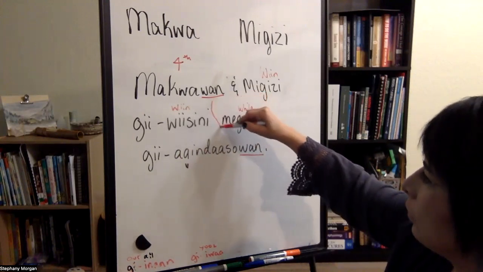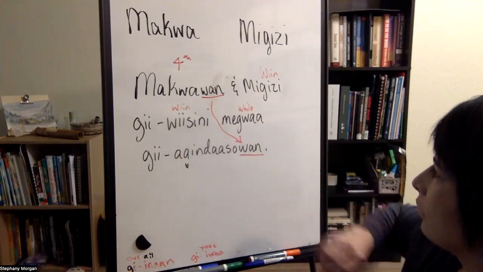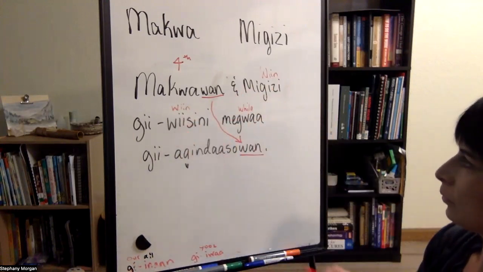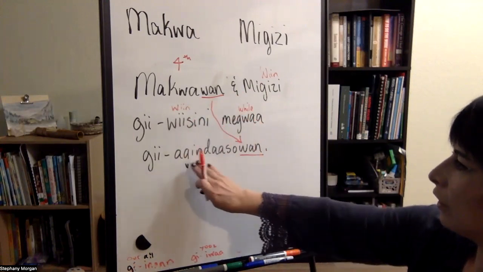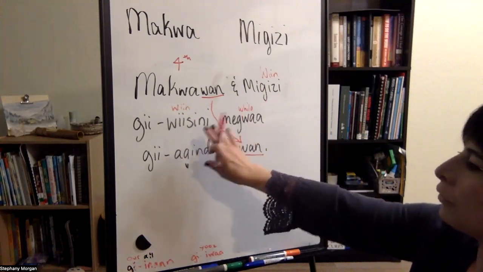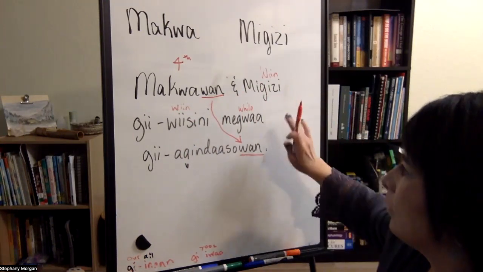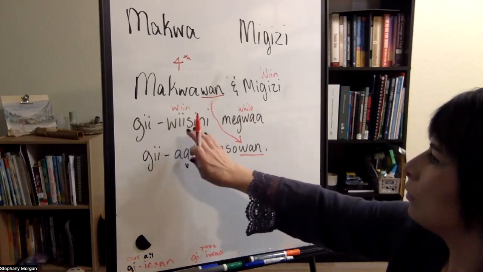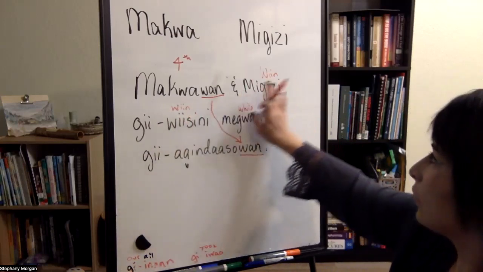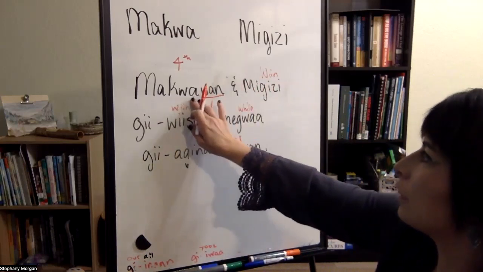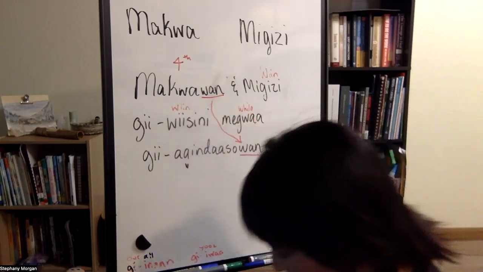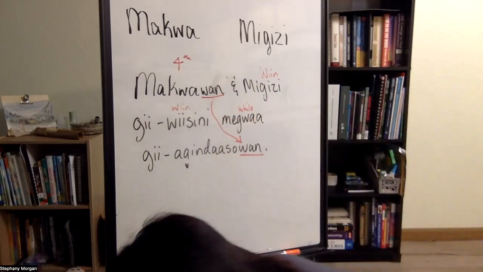Makwa is the one who is reading. Migizi, ween, is the one who's eating. Makwa wan gi agindaso wan, who read, who ate, sorry, past tense. Migizi gi wisine. Migizi is the one who ate. Because Migizi no longer has the marker, now Makwa has the marker, and the marker matches person.